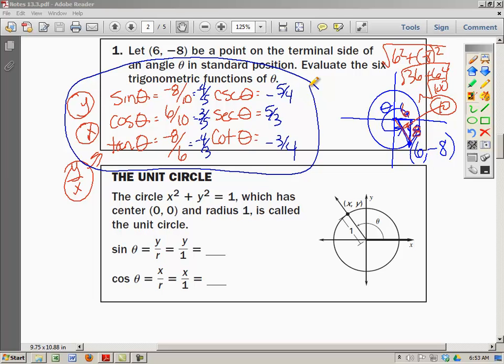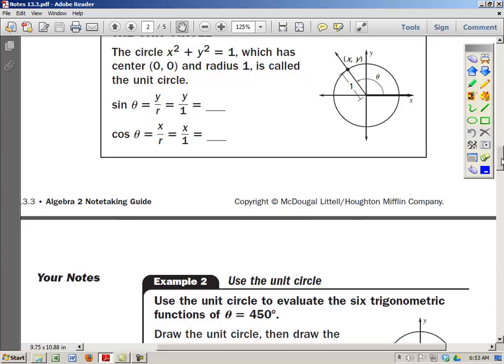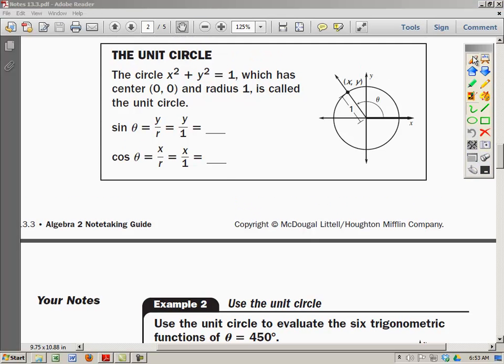Now, let's jump into this unit circle deal, because we've been talking about the unit circle for the last couple of days in your videos. Basically, the unit circle is this circle. The equation is x squared plus y squared equals 1, and all it says is we have a circle with a radius of 1 centered at the origin.